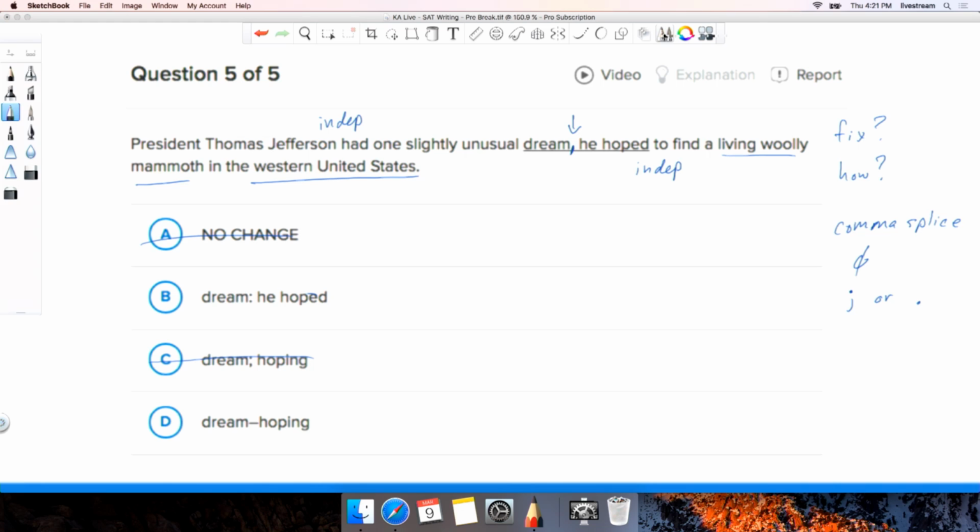Oh, I've lost the pin again. So let me go through that. And so what was his dream? Well, he hoped to find a living woolly mammoth. And so this is the explanation for the first part of the sentence. And so my mistake here. As you can see, anyone can make a mistake, and that's okay. But in this sentence, we have an independent clause, and then instead of this comma, we can use this colon to separate this next clause, which is an explanation for the first one. And so in that case, the answer is B.